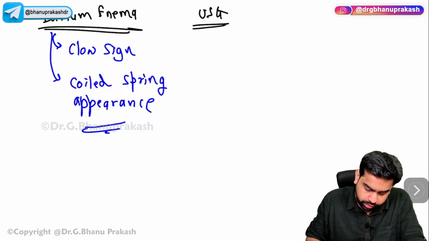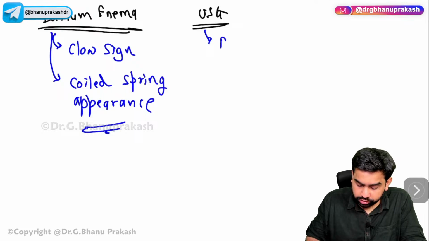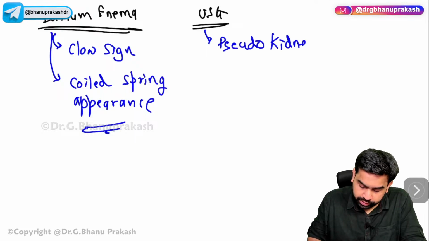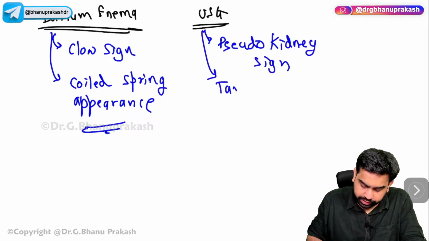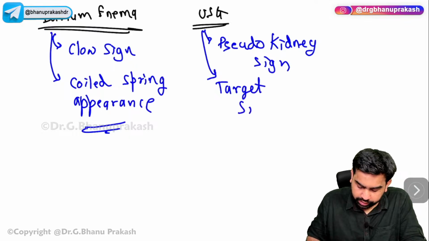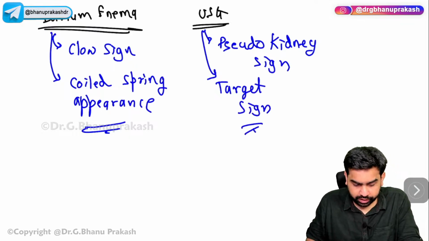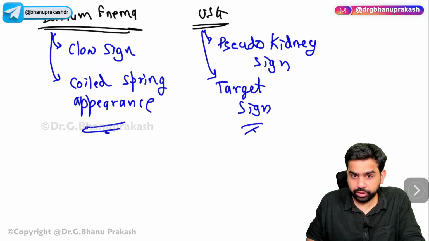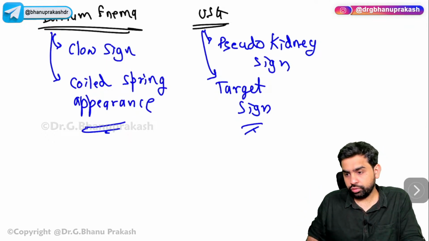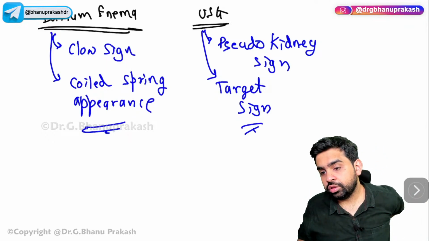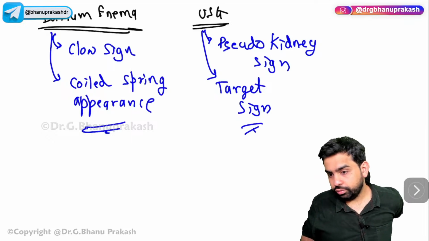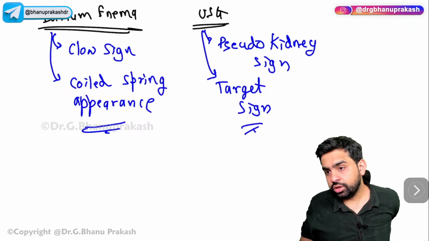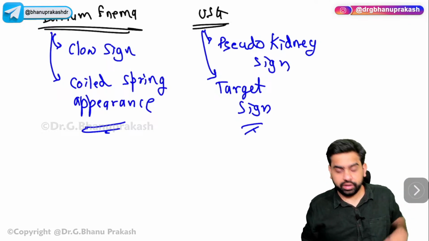Now, what about the ultrasound? When you perform an ultrasound in these particular patients, what you basically find is a pseudokidney sign, and you also find a target sign. Okay, so the target sign or the pseudokidney sign is something which you basically find on ultrasound. I hope you're able to understand this particular point.